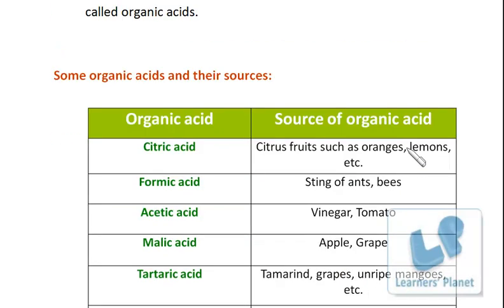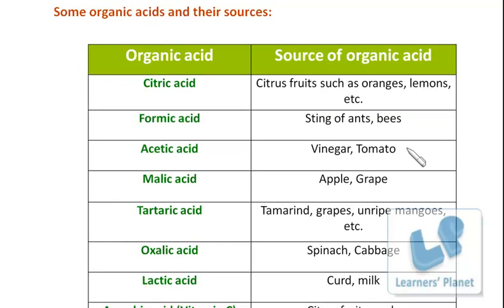These are very common acids we come across in our day-to-day life, that is citric acid. It is present in oranges and lemons. Formic acid is present in bees. Acetic acid is in vinegar. If you eat any Chinese dish, you have vinegar in that, right? So that vinegar is actually acetic acid.